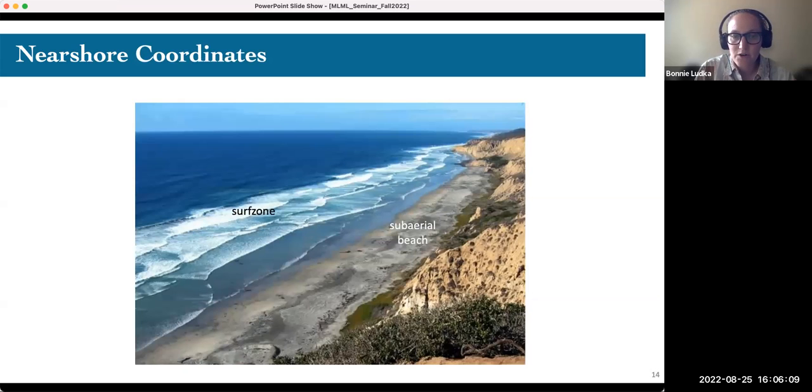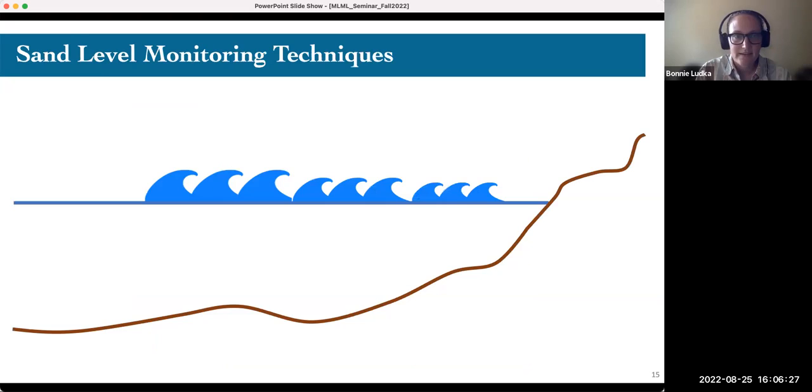Okay, so now for a coordinate system, we've got the surf zone and subaerial beach here, and the cross-shore direction runs between them. Perpendicular to that is the alongshore direction. All right, so how do we measure sand levels?